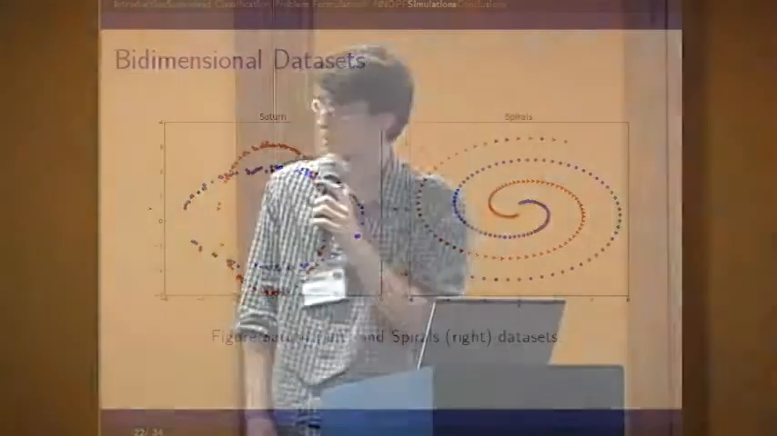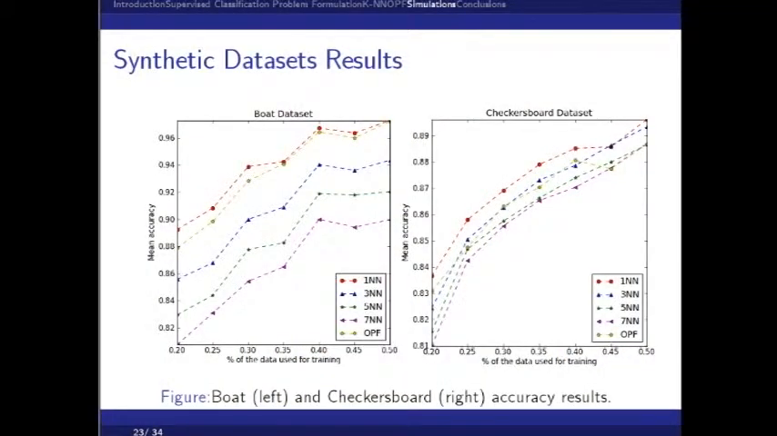Here are the accuracy results. We can see, I don't know if you can see, that in red is the 1 nearest neighbor accuracy, and in yellow is the OPF accuracy. They are very close to each other, with 1 nearest neighbor always having a slightly better accuracy.